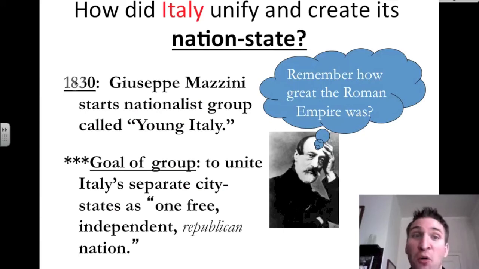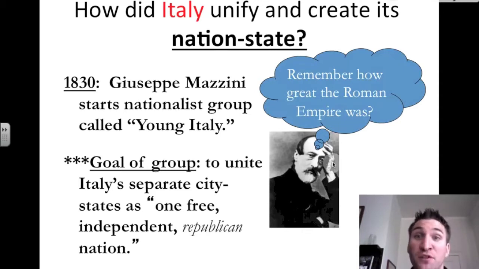1830, it starts there with this man, Giuseppe Mazzini. He starts a nationalist group. Nationalists want to unite. And this group was called Young Italy. And the goal of Young Italy was to unite Italy's separate city-states as one free, independent, and republican nation. A republican nation elects its leaders.